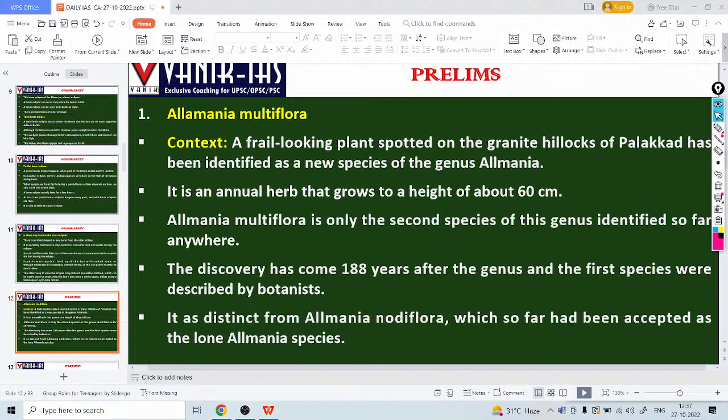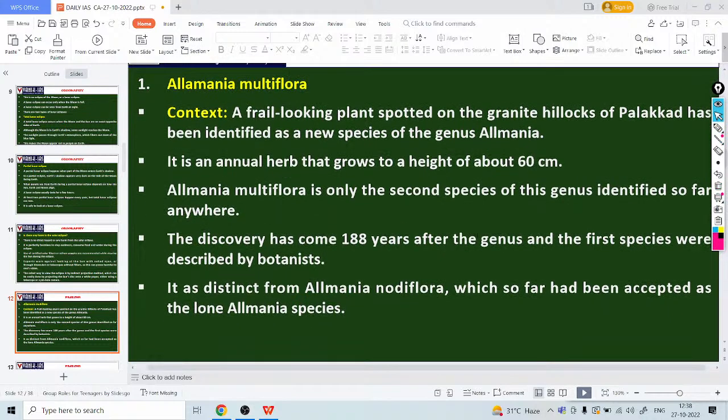Almania nodiflora was there, and Almania multiflora was discovered just recently. So one more species is added in this genus. The first species was Almania nodiflora, and Almania multiflora became the second species in this genus. This is the first one. Fine. It's a great discovery in 188 years.